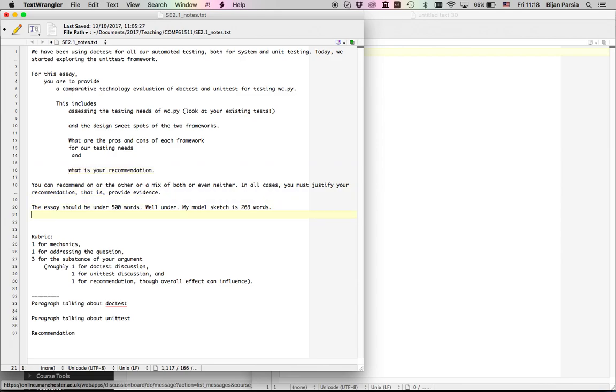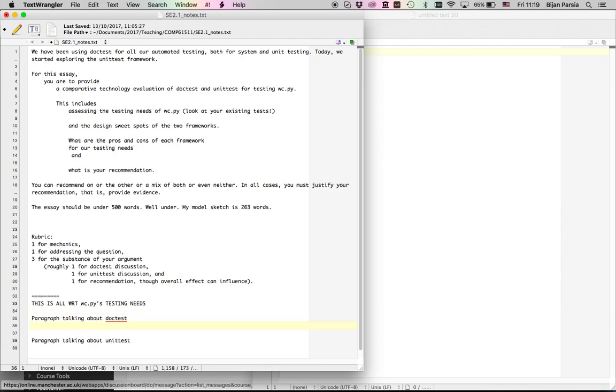Okay, so already pro and con lists. So the first thing I go down here and say, so first of all, I remember, I put a big memo. This is all with respect to wc.py's testing needs, right? So this little bit of text here is not going in my answer. It's just a note to myself to remind me that I'm doing my evaluation in light of what happened to me in wc.py.